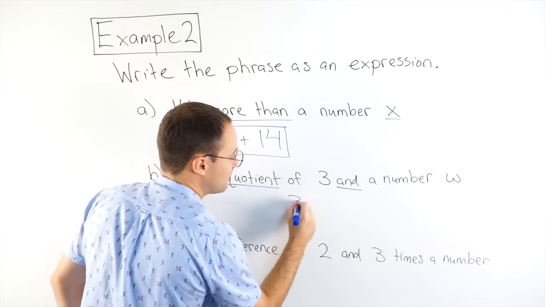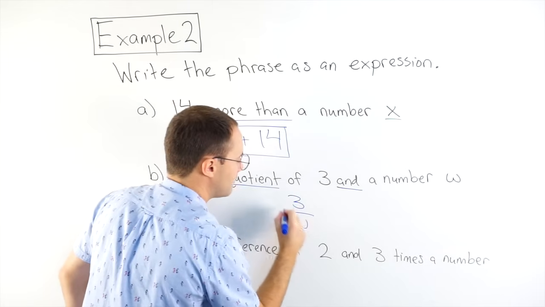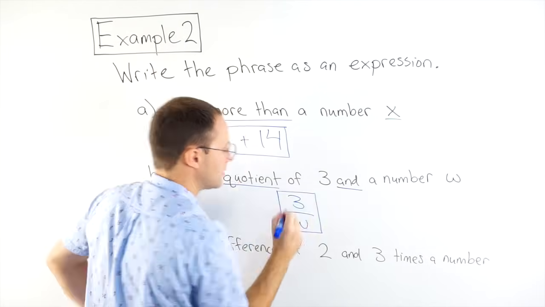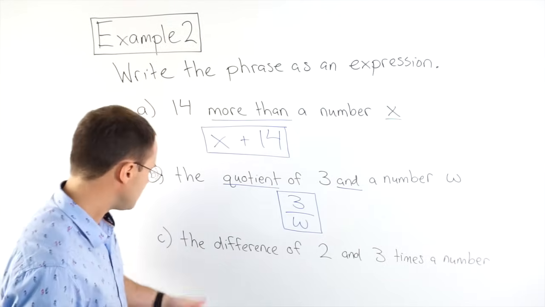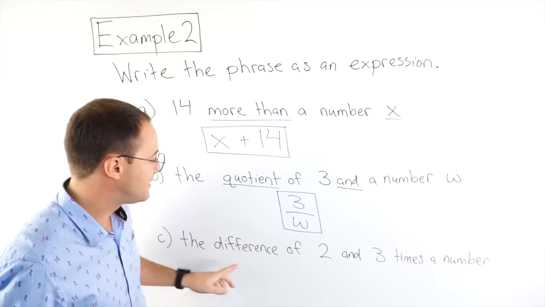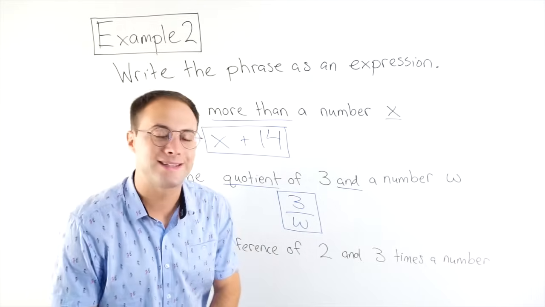So I'm going to write that 3 divided by w, or 3 over w, just like that. Okay? Last one, C. The difference of 2 and 3 times a number.